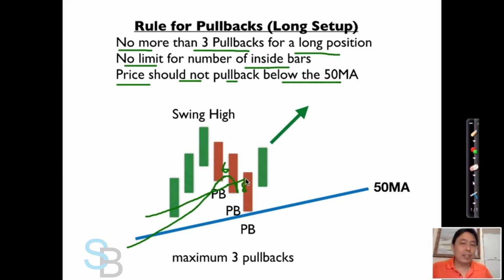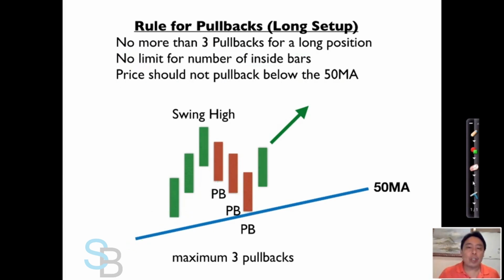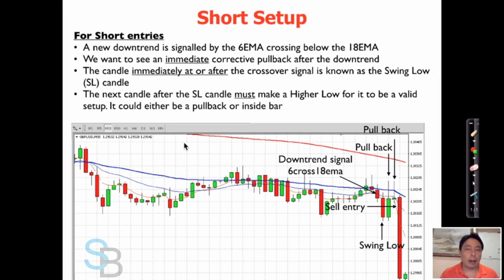So again, when is it not valid? It is not valid if the 6 EMA crosses back below the 18 EMA. It is not valid if it pulls back below the 50. So the 50 cannot be breached, okay? And it's invalid if you've got more than 3 pullbacks. If you've got more than 3 pullbacks, that's it, okay? No more than that, great? Good. So now let's move on to the short setup.